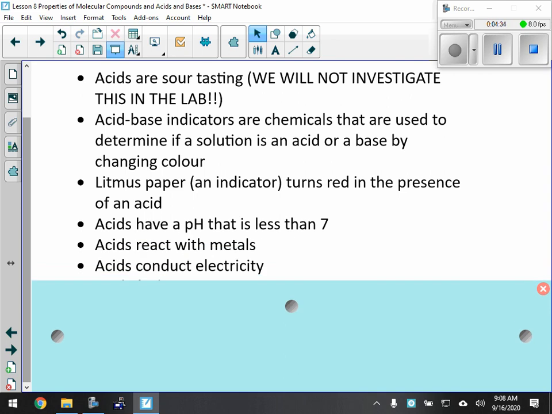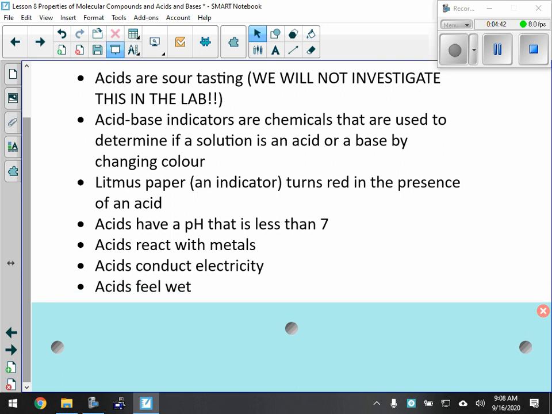So if we put a little strip of magnesium in or something like that, you're going to see a lot of reactivity, probably in the form of some bubbles. And acids feel wet, and the reason we'll talk about that is what we'll talk about with bases.